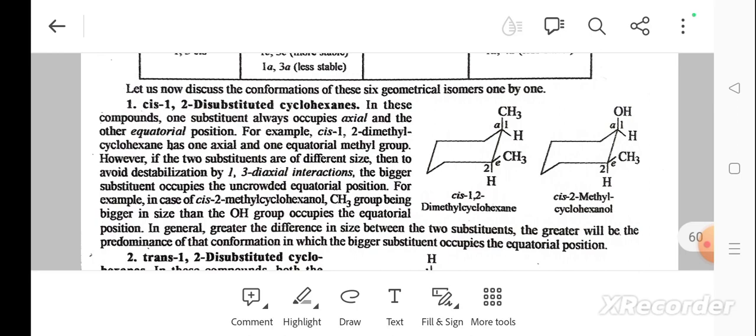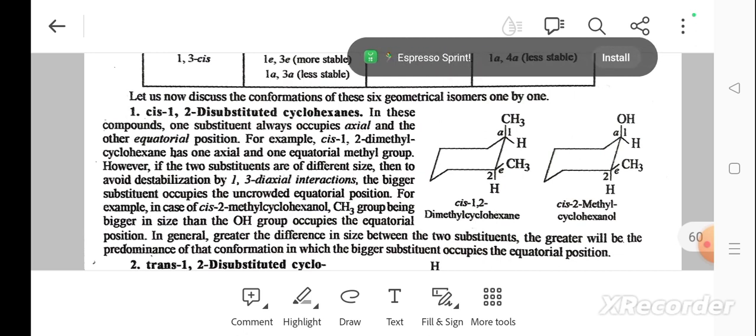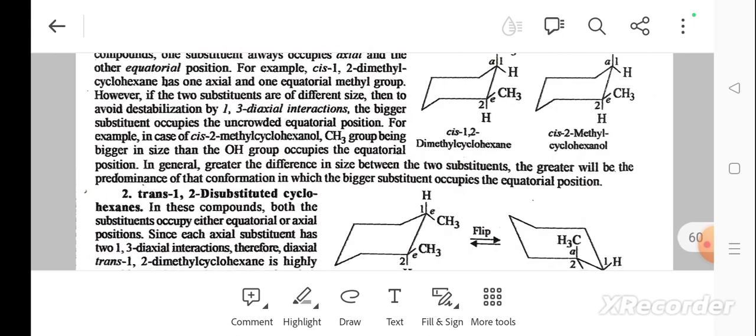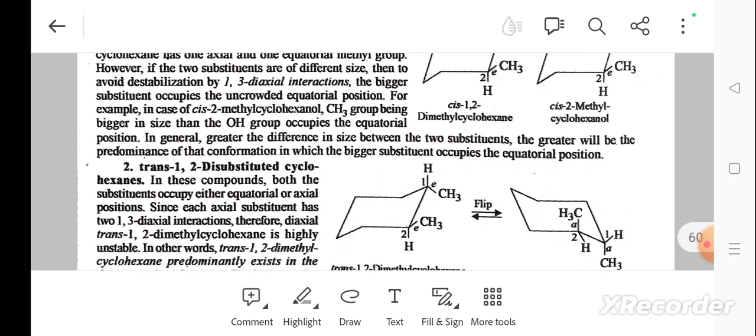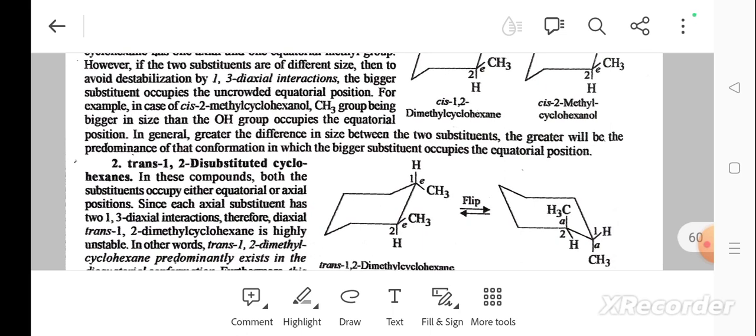However, if the substituents are of different size, then the bigger substituent occupies the uncrowded equatorial position to avoid destabilization by 1,3-diaxial interaction. For example, in the case of cis-2-methylcyclohexanol, the CH3 group, being bigger in size than the OH group, occurs in the equatorial position. In general, the greater the difference in size between the two substituents, the greater will be the predominance of the configuration in which the bigger substituent occurs in the equatorial position.